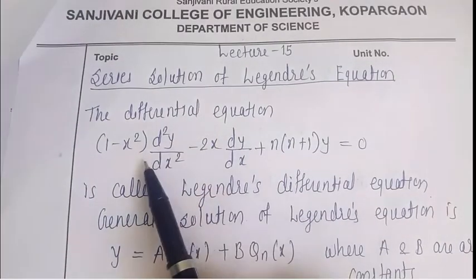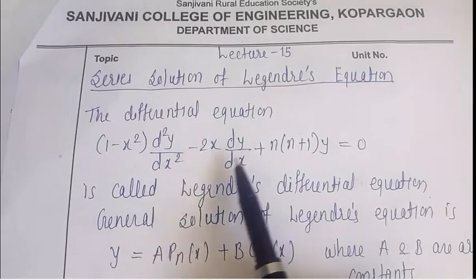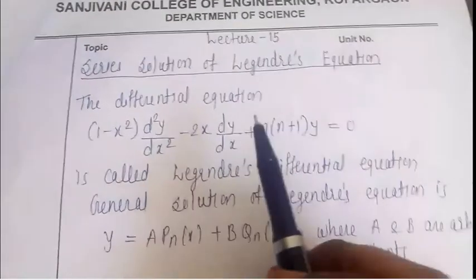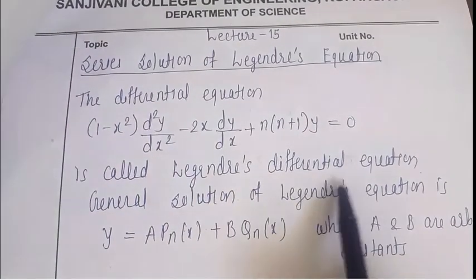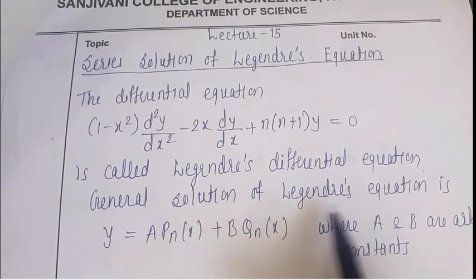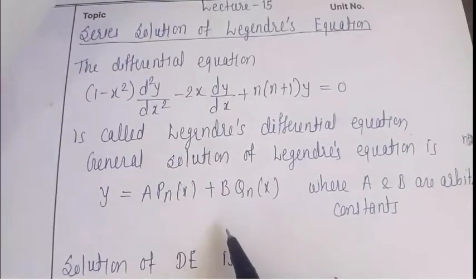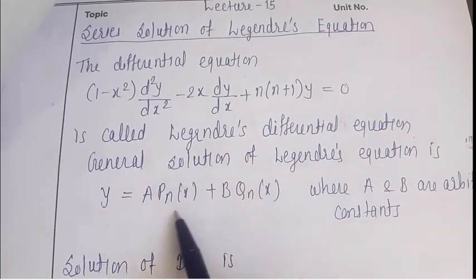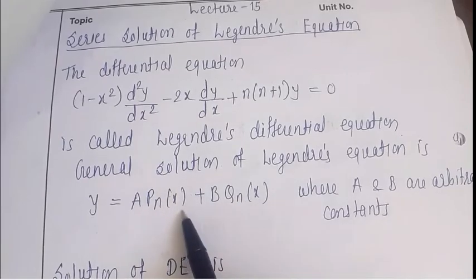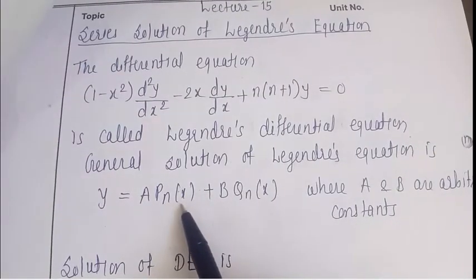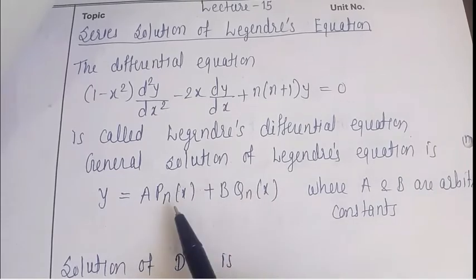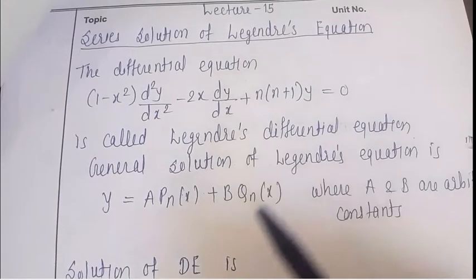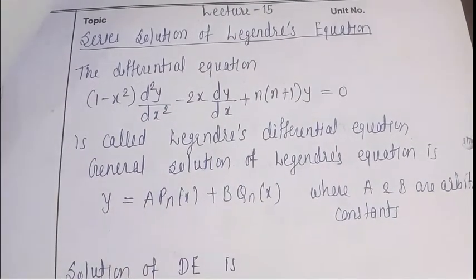Now the differential equation (1 minus x square) d2y by dx square minus 2x dy by dx plus n(n plus 1) y is equal to 0. This type of differential equation is called Legendre's differential equation. Its general solution is y is equal to a Pn of x plus b Qn of x, where Pn of x and Qn of x are special functions, and these special functions are nothing but Legendre's functions. After substituting particular values of the constants we get the special function of the given differential equation.